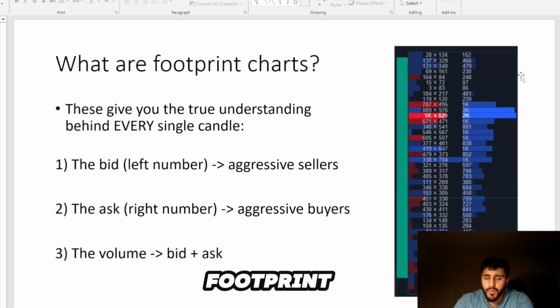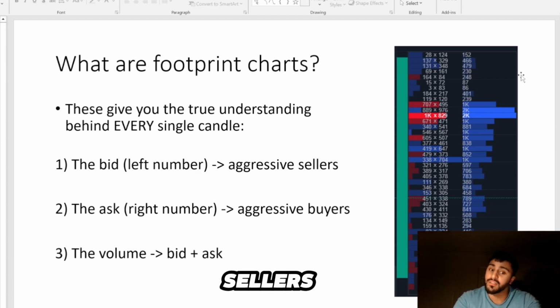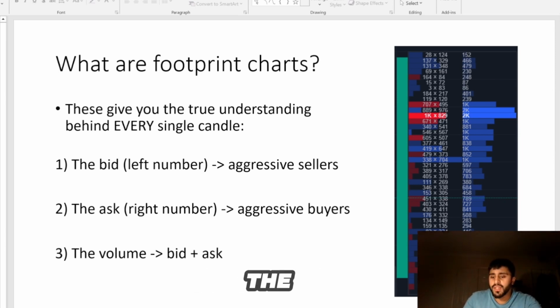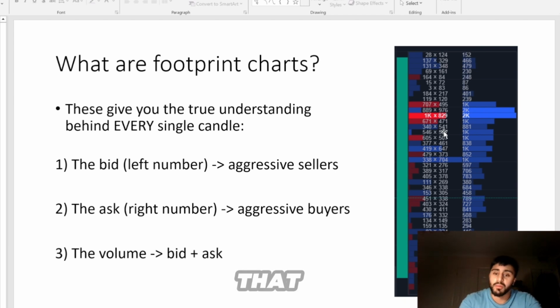So what are footprint charts? So footprint charts essentially give you two numbers, the bid and the ask. The bid represents aggressive selling or aggressive sellers, and the ask represents aggressive buyers, right? So you can see over here on the right-hand side of the screen, you can see some numbers. Any number on the left represents the bid, any number on the right represents the ask. Now, the numbers you see on the far right of the footprint chart, this refers to the volume, right? So the volume is just the bid and the ask. So think of the volume as the total number of transactions in that candle for that price.